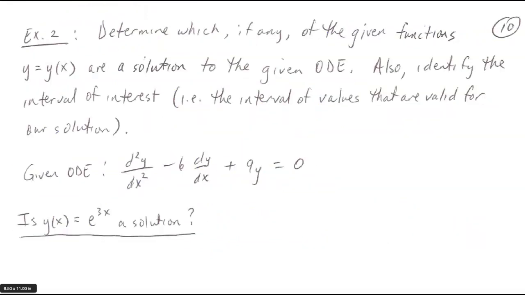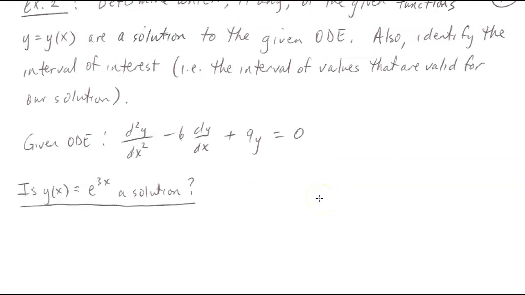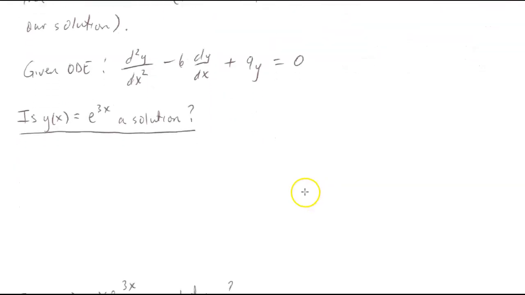Okay, so for the next couple of examples, what we're going to be doing is basically taking an ordinary differential equation and taking a suggestion to say, hey, is this function going to be a solution to it? We're going to find the corresponding derivatives for it, sub everything in, and see if it actually satisfies the equation or not. So we're going to do that, and then we'll also identify the interval of interest, meaning the x values for which that solution would be valid.